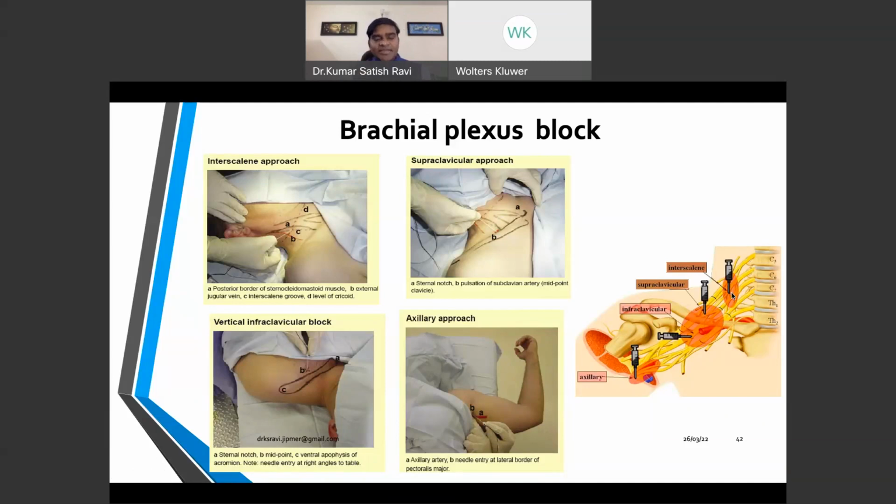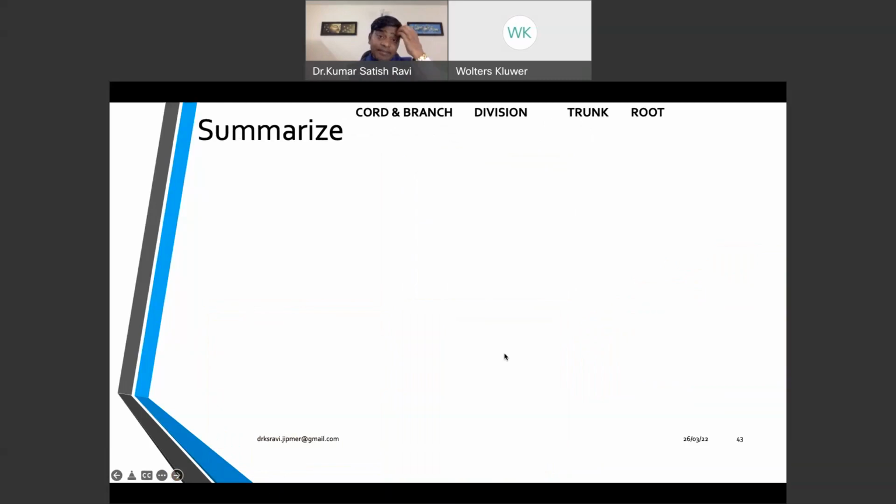There will be temporary blocking of the sensation and the ability to move the upper extremity, and the patient can remain awake during the surgical procedure, or they can be sedated, or even fully anesthetized if necessary. So there may be different approaches for the brachial plexus. So this is all about the brachial plexus.